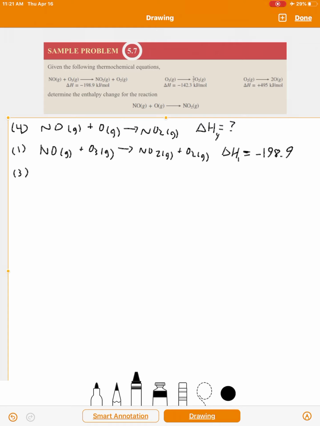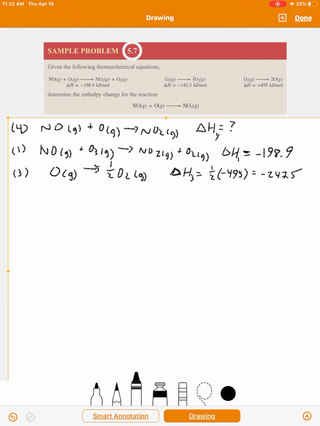And I'm going to multiply it by half so that the coefficient becomes a 1, and that means you have to multiply delta H by a half also. So we're going to end up with O turns to, now O2 was a 1, but I'm multiplying it by a half, so it becomes a half O2. And then delta H3 would be a half times negative 495, which is negative 247.5, right?